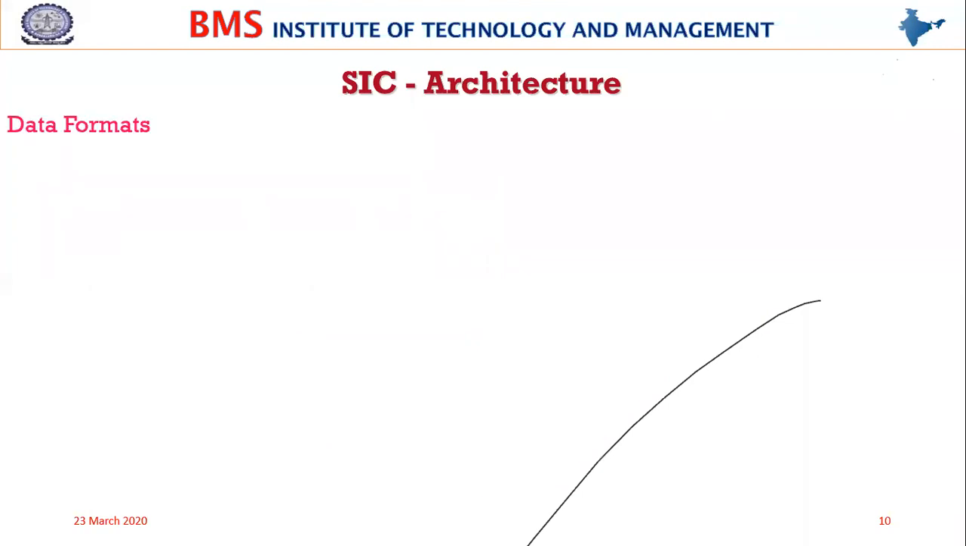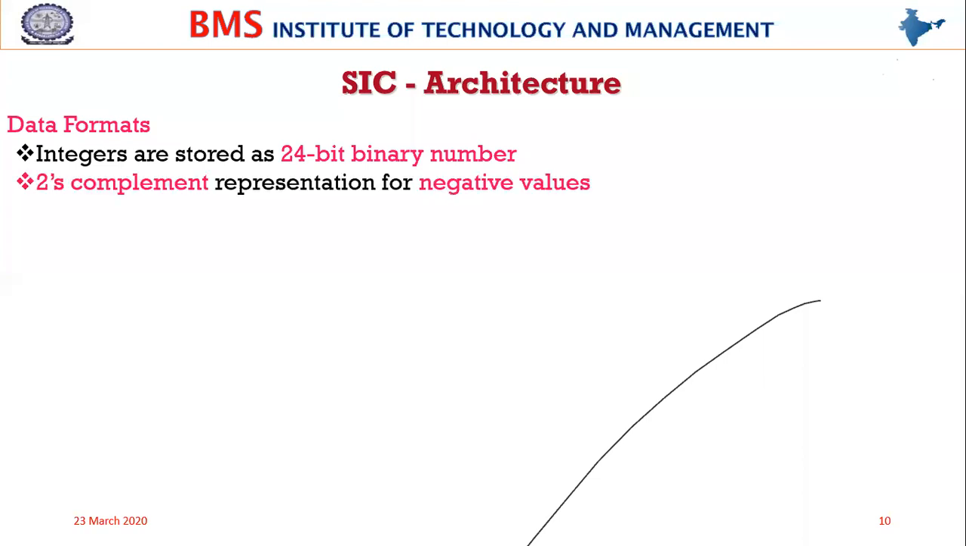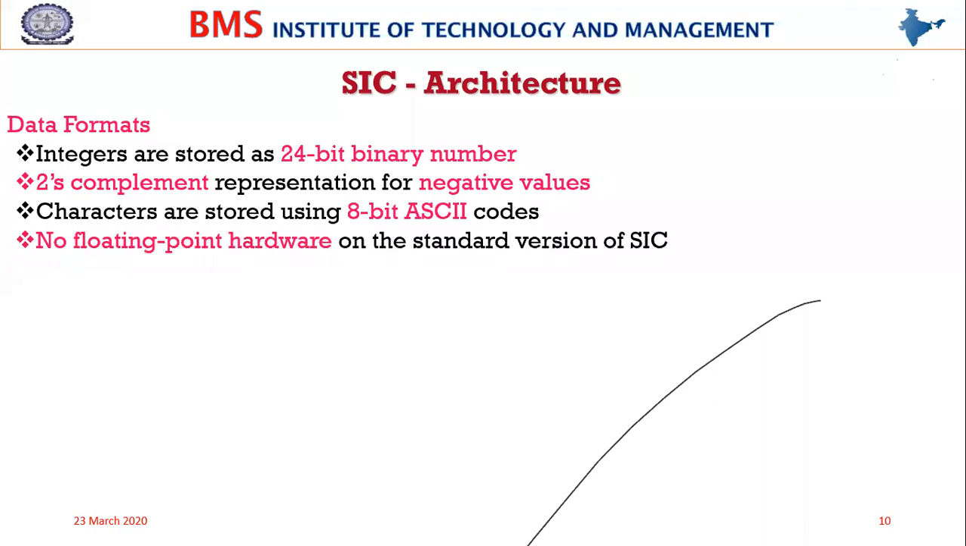So we continue with the architecture. Data formats. Here we have mainly two data formats. One is integers, which are of 24 bits, or 3 bytes, or 1 word, either way you can think of it, right? Negative numbers are represented by 2's complement, just as in all other machines. Here also it is represented in 2's complement. Characters are 8-bit, and we use ASCII encoding, an 8-bit ASCII representation.